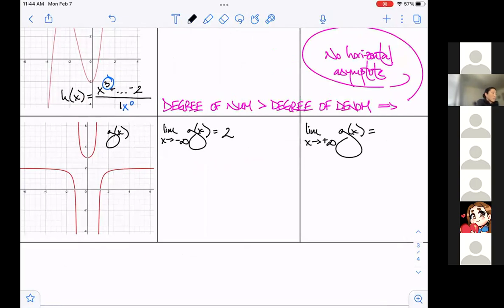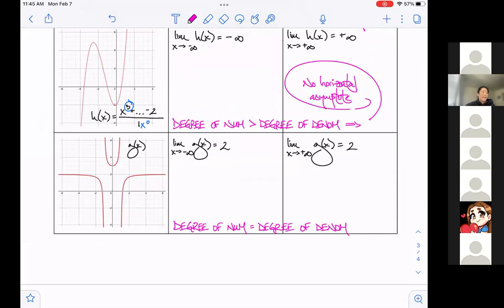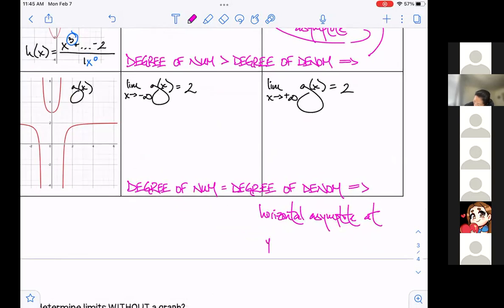What does the right end of the graph get to? It also goes to 2. Okay. So when we look at a graph where the 2 values are the same, but they're not at 0, what that actually tells us is that the degree of the numerator is equal to the degree of the denominator. And anytime this happens, we end up with a horizontal asymptote at y equals the ratio of the leading coefficients.